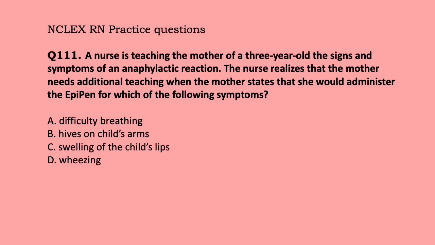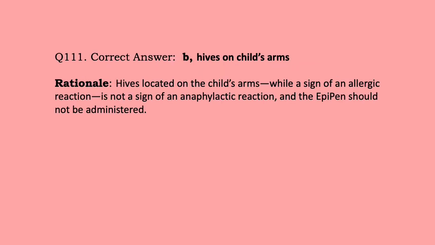A. Difficulty breathing. B. Hives on child's arms. C. Swelling of the child's lips. D. Wheezing. Correct answer, B. Hives on child's arms. Rationale: hives located on the child's arms, while a sign of an allergic reaction, is not a sign of an anaphylactic reaction, and the EpiPen should not be administered.